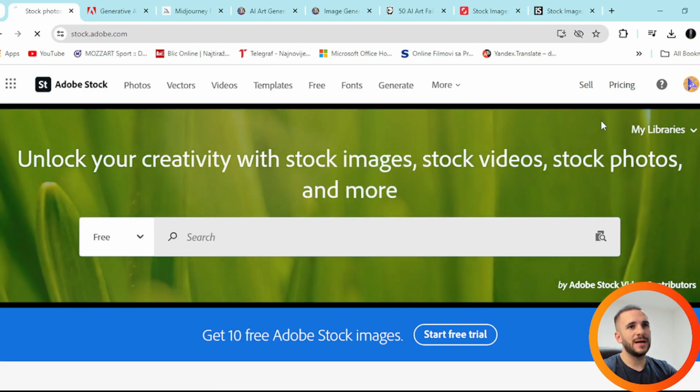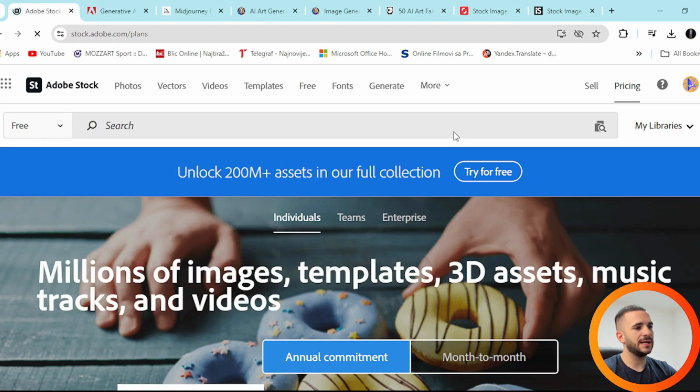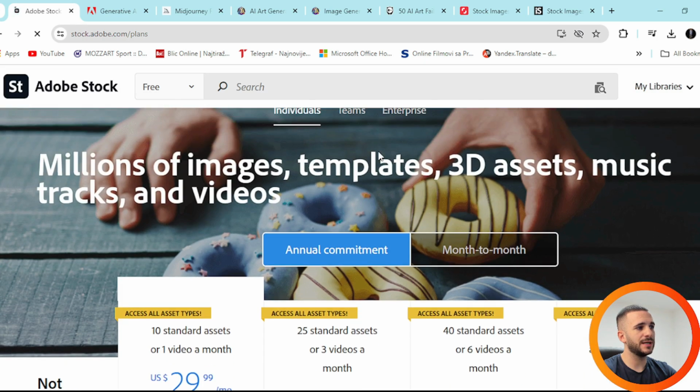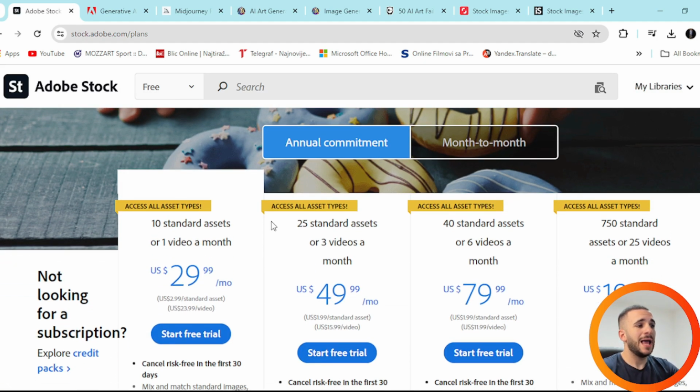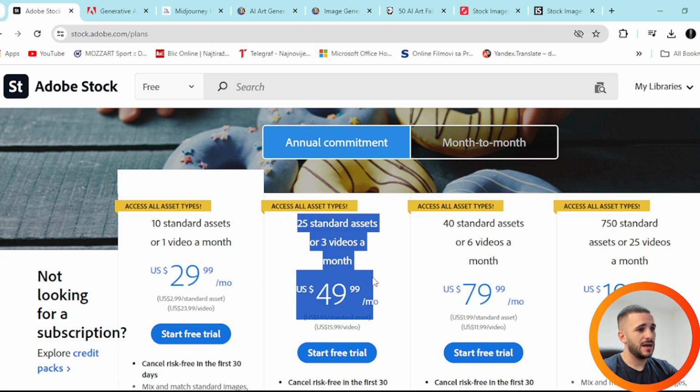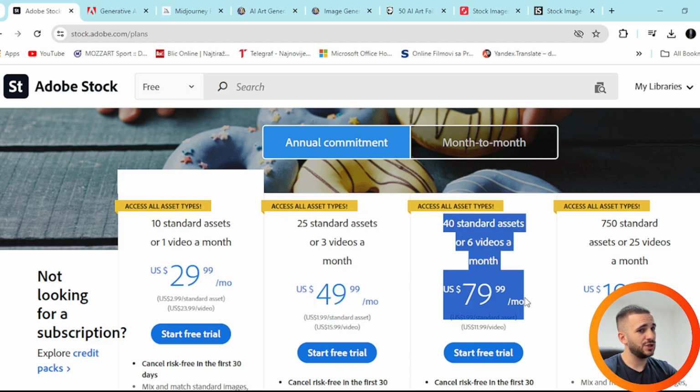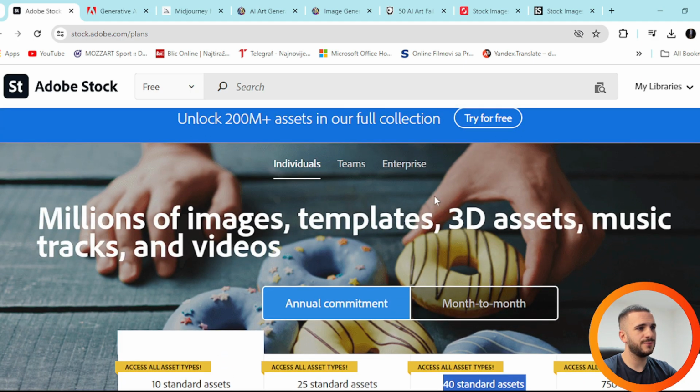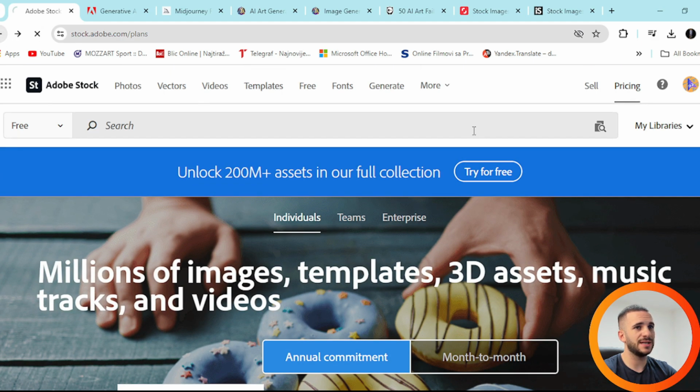So pricing of Adobe is here, guys. We can check it out as well right here. You can explore it. Millions of images, templates, 3D assets, music tracks, and videos. As I mentioned before, they are paying a lot for it. So yeah, this is pretty interesting right here. Huge amount of money, but we're not here for this. We're here, guys, for this section next to it.